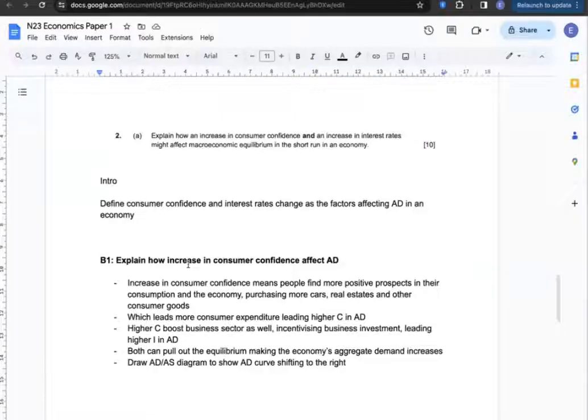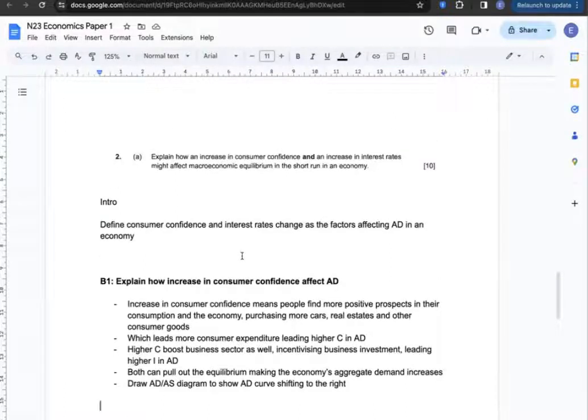The logic is like this: increasing consumer confidence means people find more positive prospects in their consumption and the overall economy. Therefore, they are more likely to purchase cars, real estate, and other consumer goods willingly. And all those would boost consumer expenditure, leading to higher AD. And higher consumption does boost the business sector as well, incentivizing business investment, leading to higher investment in AD. Both can pull out the equilibrium, making the economy's aggregate demand increase. I can finish with drawing an AD-AS diagram showing the AD curve shifting to the right.